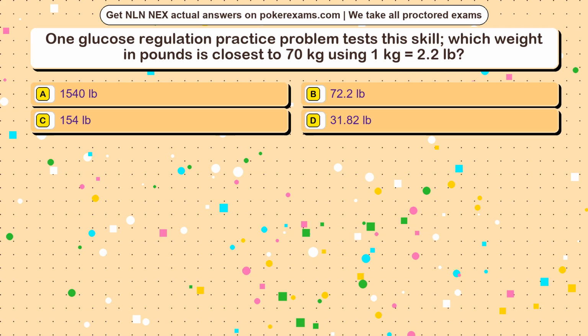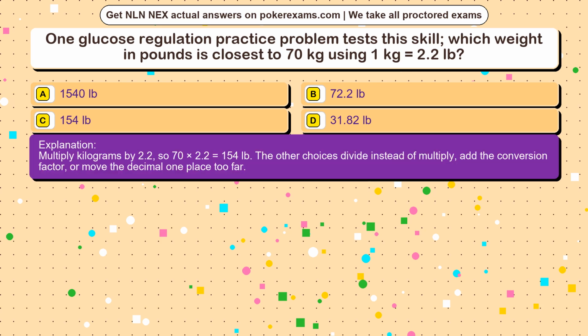The correct answer is option C. Multiply kilograms by 2.2. So 70 times 2.2 equals 154 pounds. The other choices divide instead of multiply, add the conversion factor, or move the decimal one place too far.